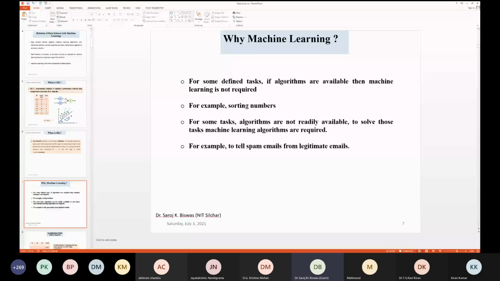But in some cases, we have a problem, but we don't have an algorithm to solve the problem. But fortunately, with the advent of efficient communications and technology, we have a huge amount of past historical information.